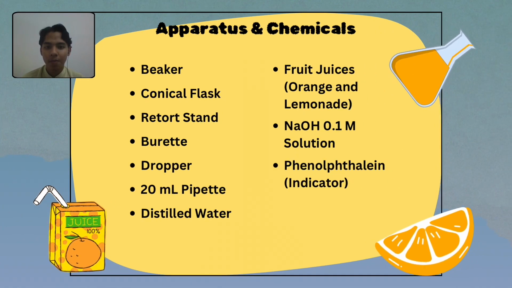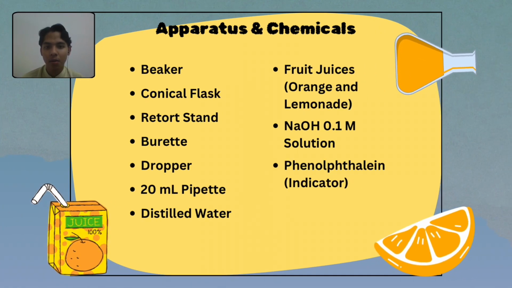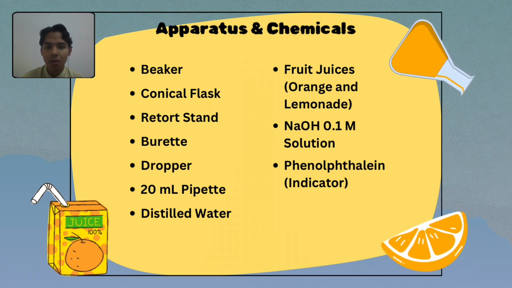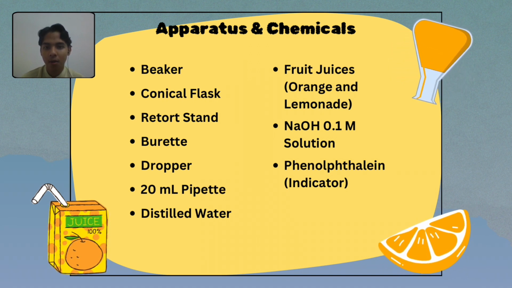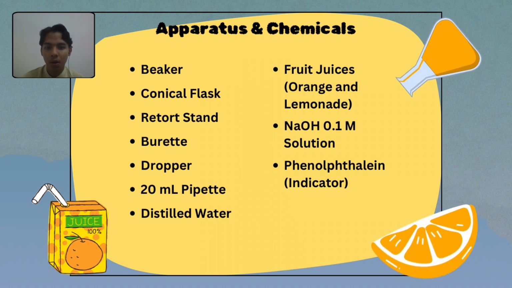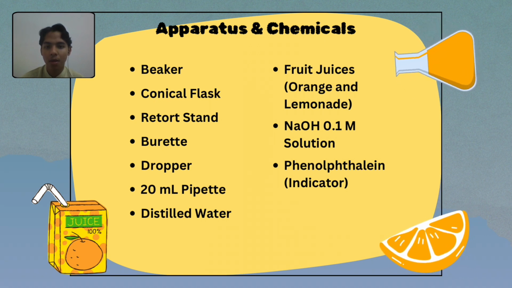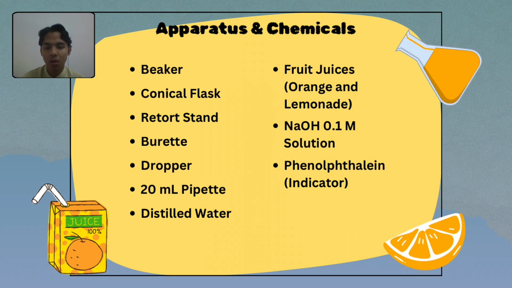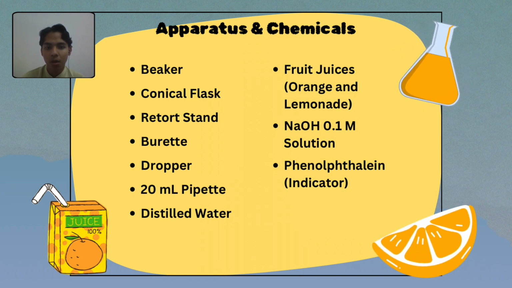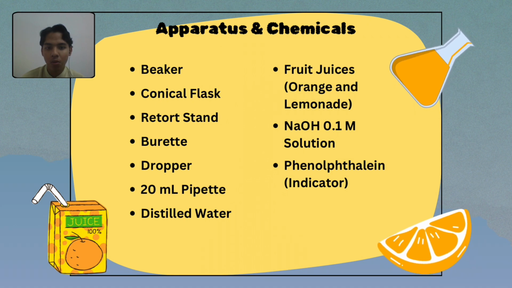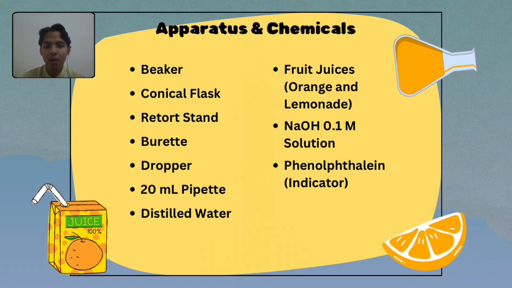Okay, for the next part in methodology is apparatus and chemicals. The apparatus and chemicals that we need to use are beaker, conical flask, retort stand, burette, dropper, 20 milliliter pipette, distilled water, fruit juices which are orange and lemonade, sodium hydroxide 0.1 mol solution, and lastly phenolphthalein as indicator.